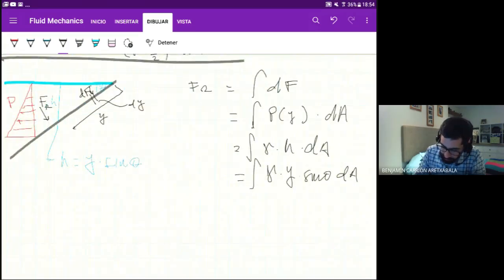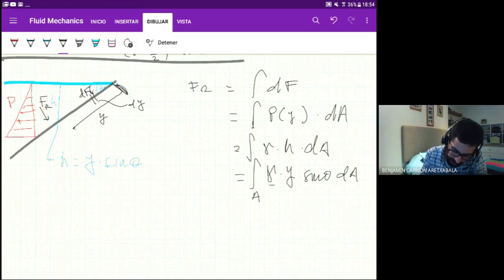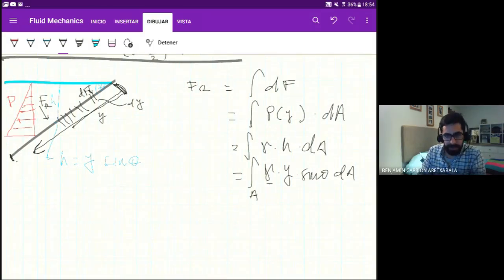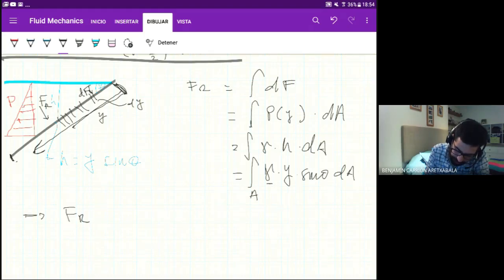Now, this integral is over the area. If we start here, we're integrating over each small piece of area until we get to the bottom, so we're integrating from here to here. Now gamma and sine theta are constant, so you can take them out. So your resultant force is going to be gamma sine theta times the integral of y dA over A.